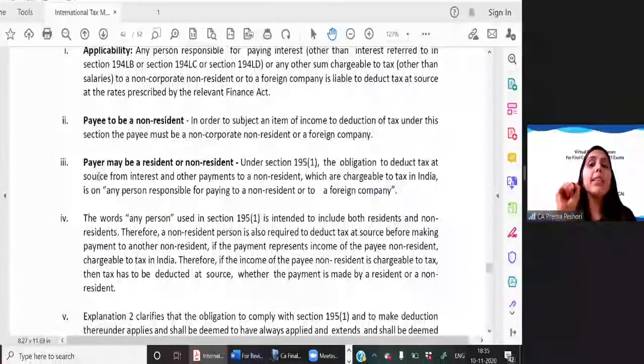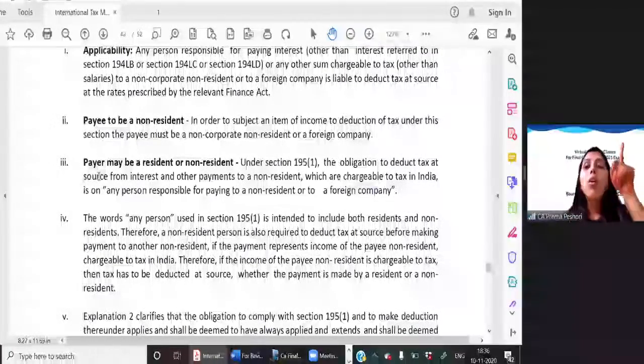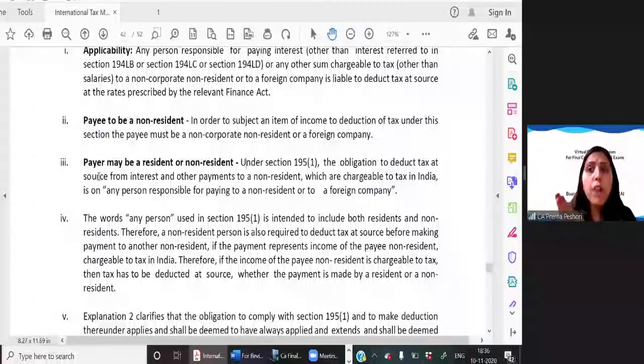Do you remember we had done the example of Vodafone for indirect transfer? Do you remember that? There we had seen Vodafone was making payment to Hutch for purchase of shares of Hutch Mauritius. The shares of Hutch Mauritius derive their value substantially from Indian assets. Therefore, the indirect transfer provision was applicable. But in that case, both the parties were non-resident, Hutch as well as Vodafone.